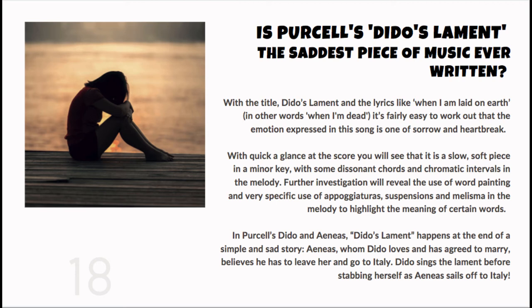Further investigation will reveal the use of word painting and very specific use of appoggiaturas, suspensions, and melisma in the melody to highlight the meaning of certain words. In Purcell's Dido and Aeneas, Dido's lament happens at the end of a simple and sad story. Aeneas, whom Dido loves and has agreed to marry, believes he has to leave her and go to Italy. Dido sings a lament before stabbing herself as Aeneas sails off to Italy.